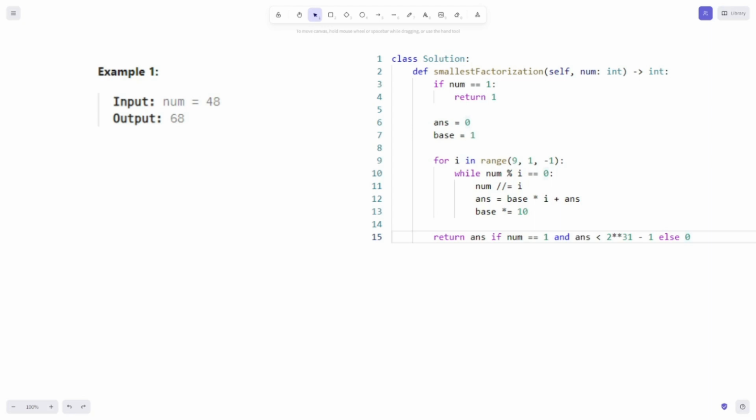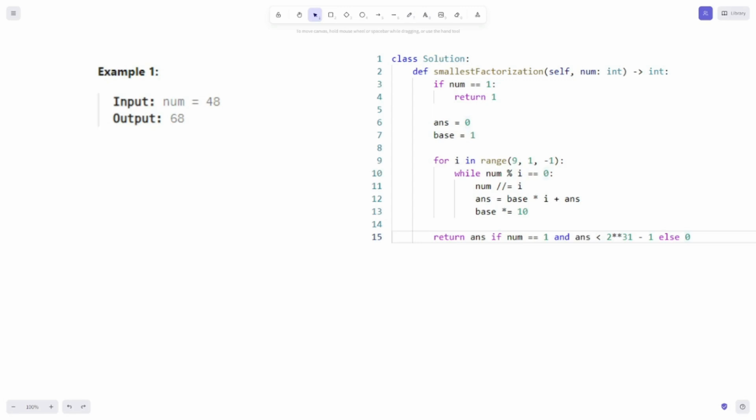Finally, we return answer if num is equal to 1 and the answer is less than this maximum integer. Otherwise, we return 0 and the smallest factorization is not found. Okay, so let's run through this first example. Running through this first example, so we have num is equal to 48.